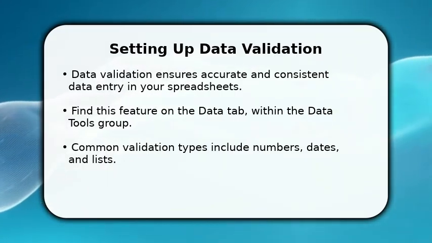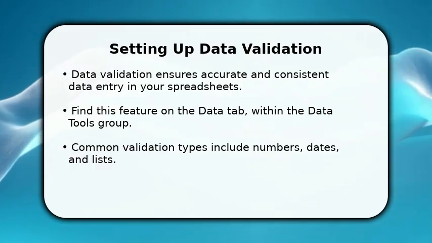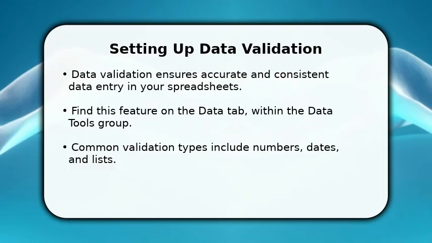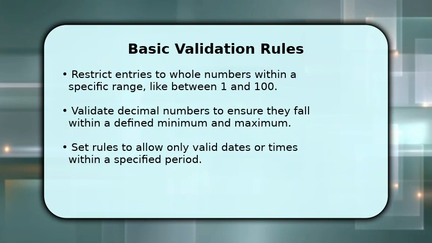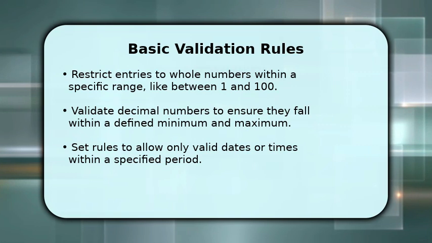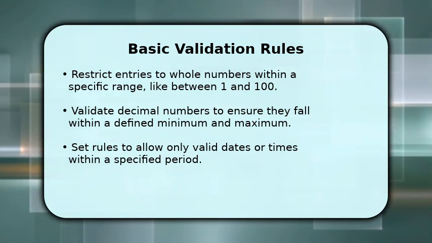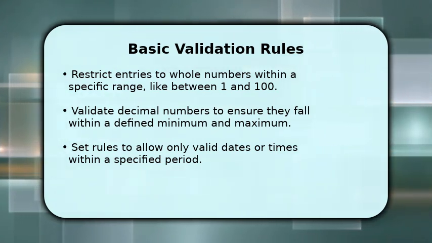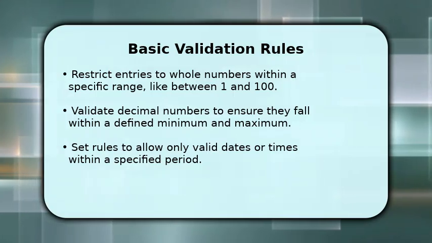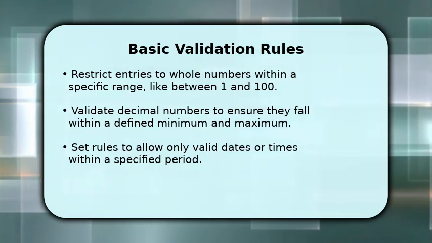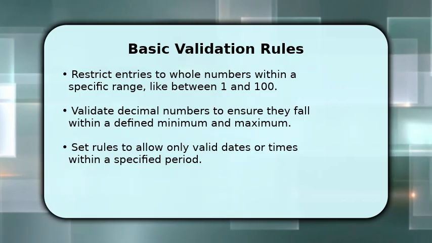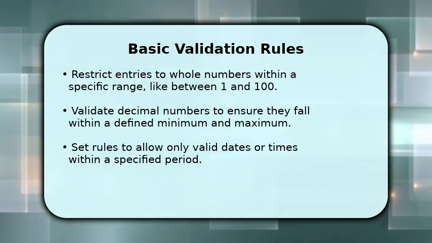This opens a dialog box where you can define rules to control what users can enter, improving data accuracy and consistency. Let's explore basic validation rules. In the Data Validation dialog, under the Settings tab, choose whole number or decimal from the Allow dropdown. You can then specify criteria like between, greater than, or less than, and enter your minimum and maximum values.